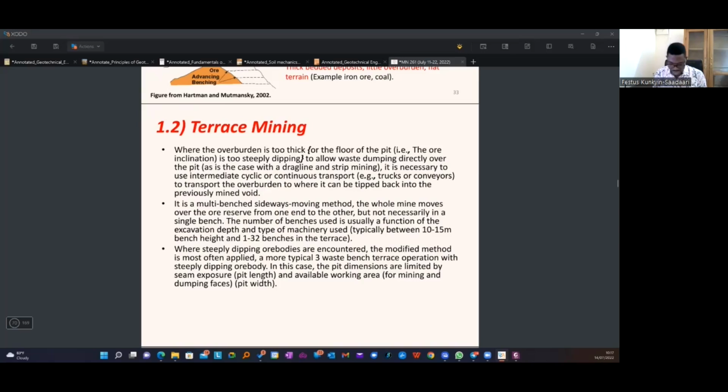So it says a multi-bench sideways. So I form a bench whilst one section is taking the overburden material. Once it is exposed, another person or another machinery somewhere will start taking the mineral of interest. And that is what terrace mining is about.